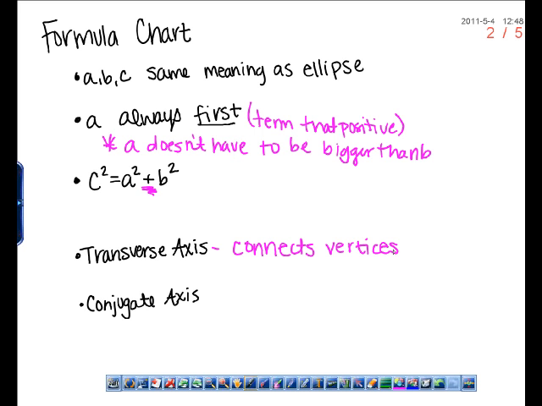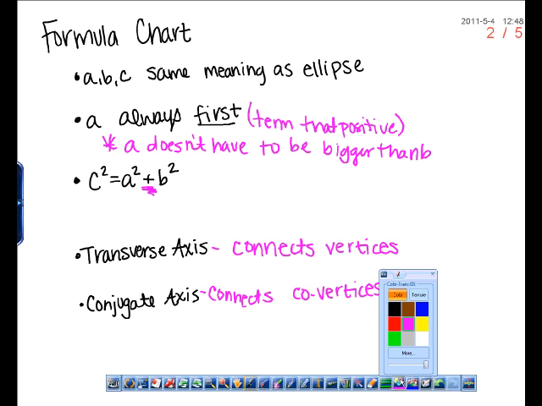Transverse axis connects your vertices. The conjugate axis connects your co-vertices. What would be a good way to keep these separate? Yeah, that's CO right here. CO, CO. Conjugate axis, co-vertices. Okay? You got to know which one's which. Got to be able to keep those straight.